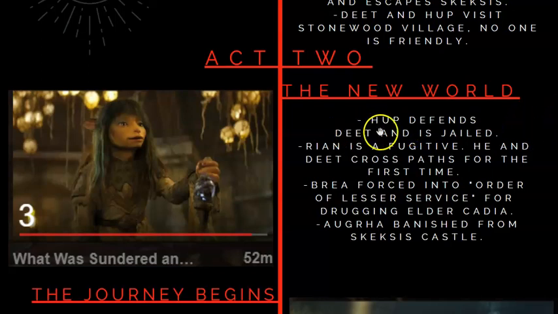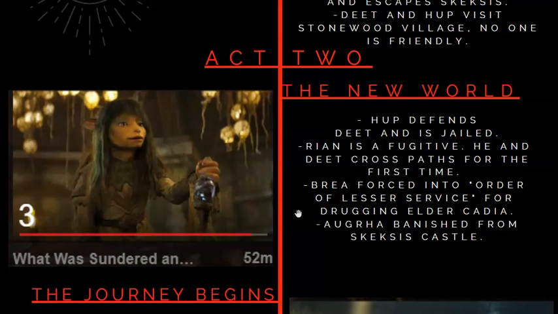But Hup defends Deet because people in Stonewood are being so mean to her, and he gets thrown in jail. And Rian is now a fugitive, and right, because while Hup is in jail, Rian and Deet cross paths for a second because Rian's trying to start a fire or something, and then Deet helps him, and then they leave, and then she ends up figuring out how to save Hup.